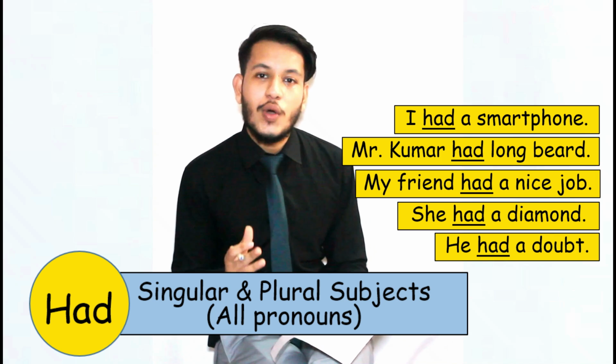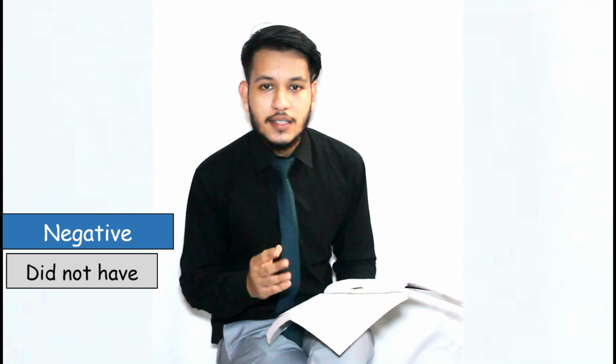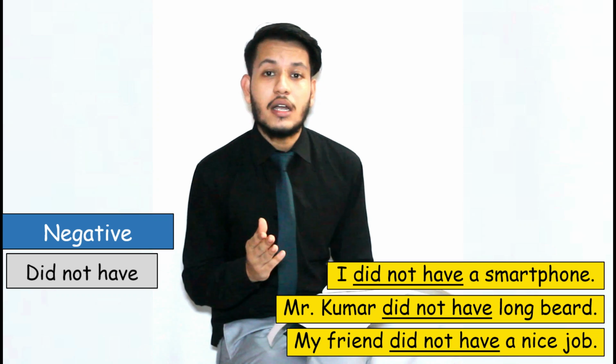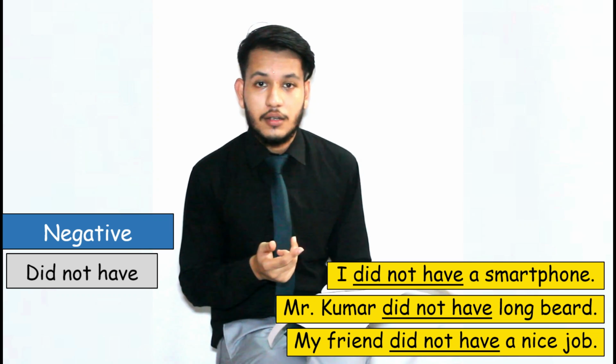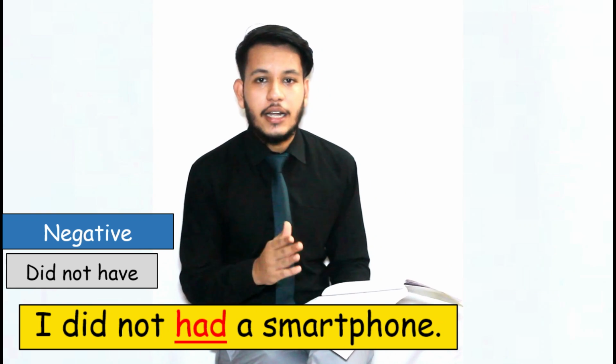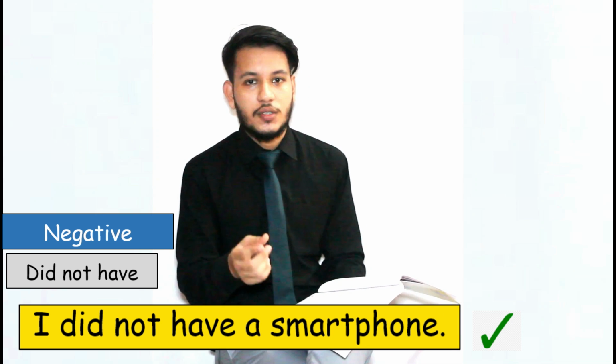Error occurs while framing negative and interrogative sentences. The correct pattern or the correct structure of negative sentences is did not have. So the sentences will be framed as I did not have a smartphone, Mr. Kumar did not have long beard, my friend did not have a nice job. Students mistakenly write I did not had a smartphone because they think it's past and they have to use had, however it is not possible.